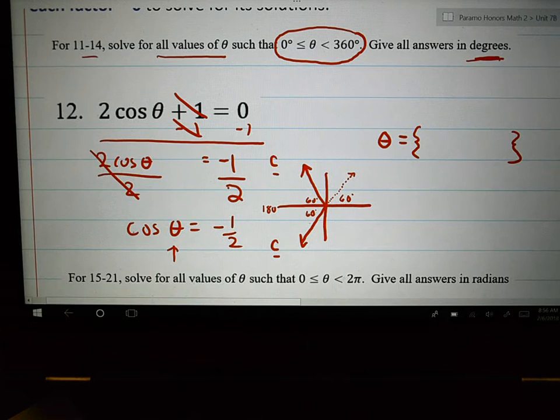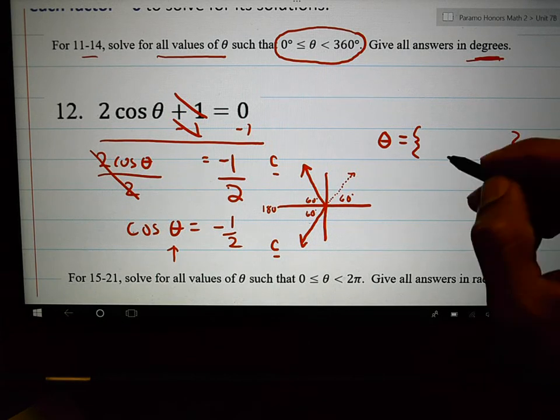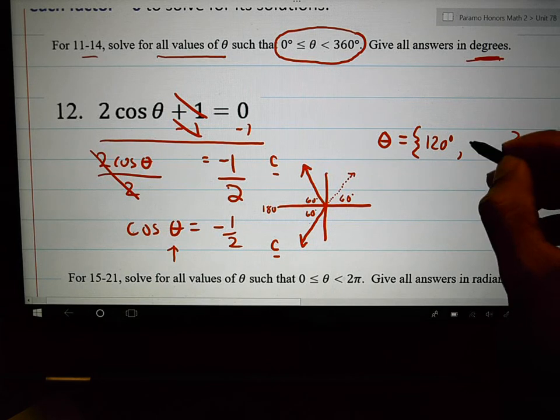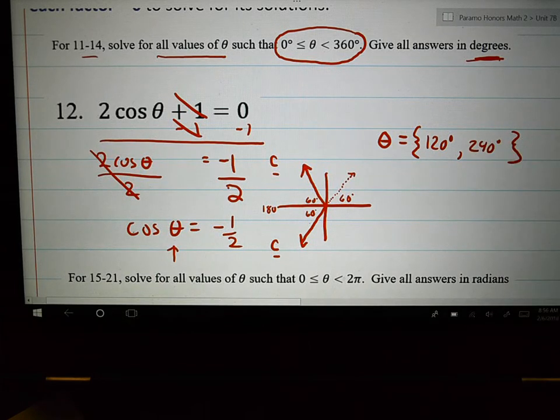I'm going to write it down and let's see how many of you got it correct. There are two answers. The two answers you should have come up with are 120 degrees and 240 degrees. If you came up with those two answers, please raise your hand so I can see how many got it right. I'm going to say 60 to 70% of my class got it correct. Okay, perfect. Put your hands down. If you did not come up with those two answers, let's talk about it.